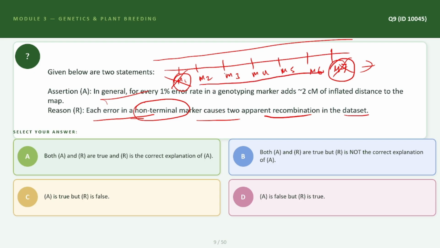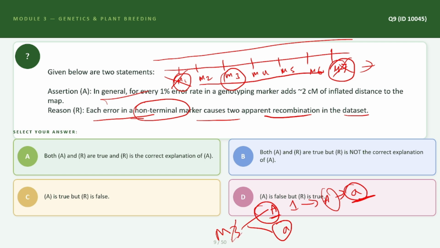They are telling, if, for example, the M3 marker has two particular alleles, capital A and small a. And in one genotype, you are scoring capital A should be there, but by some mistake your band is not coming like that. You think you are scoring it as a. If you are scoring this marker wrongly, genotyping it, means this side and this side there is a, you can think there is no recombination.